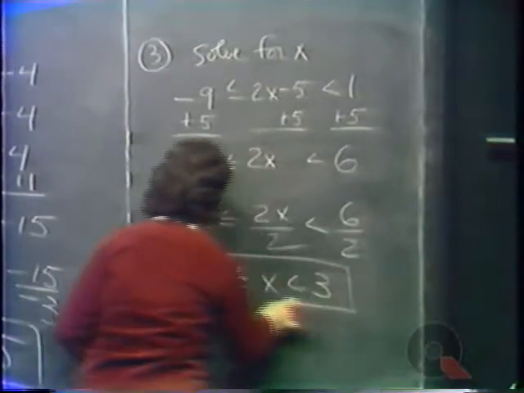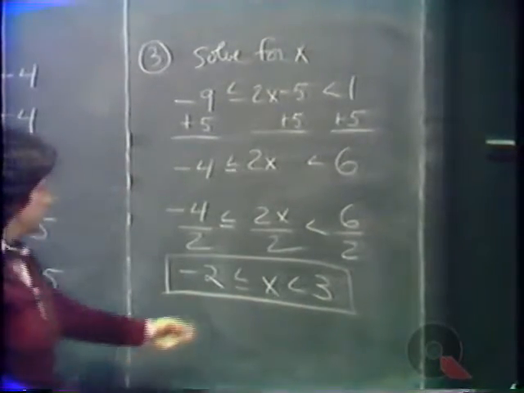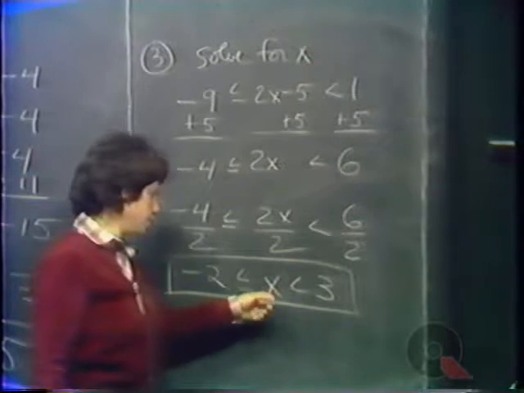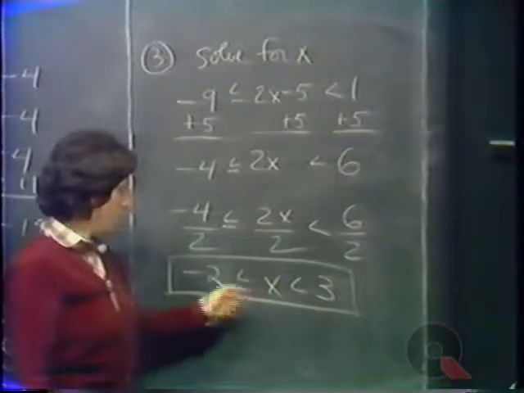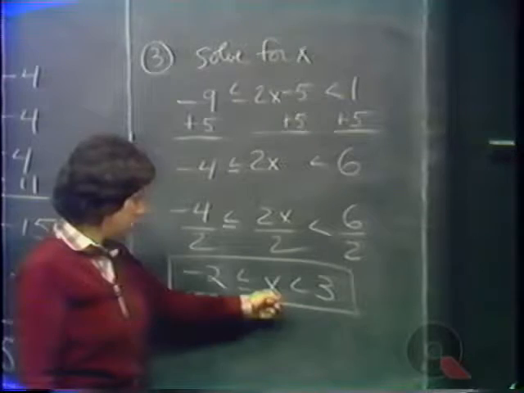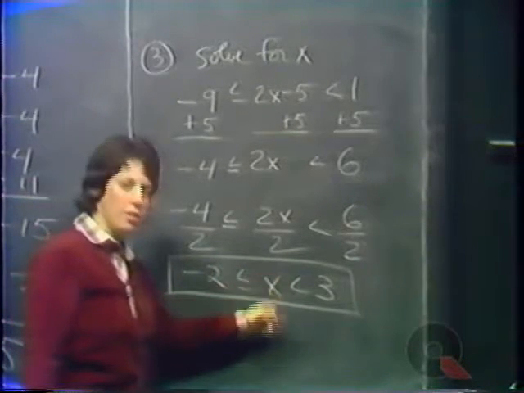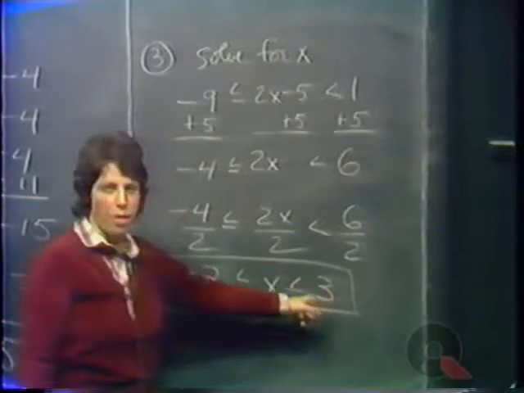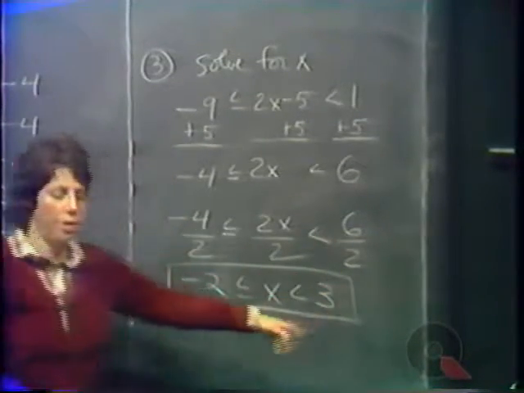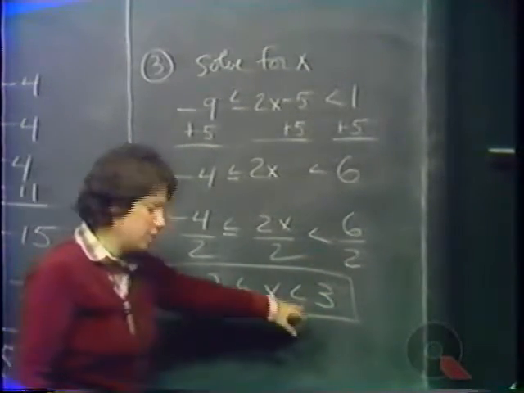As our answer. Understand that this means minus 2 is less than or equal to x, x is greater than or equal to minus 2, and at the same time it is less than 3, that it is between minus 2 and 3. It could be equal to minus 2, but it's strictly less than 3.